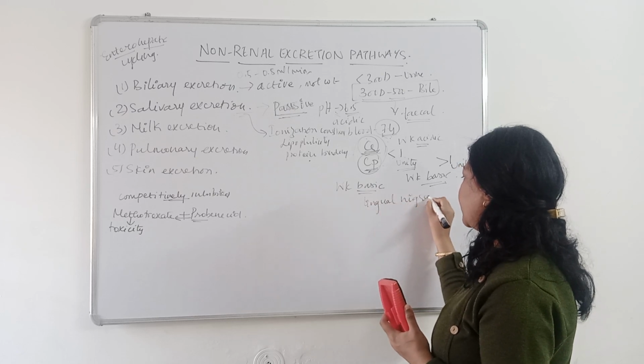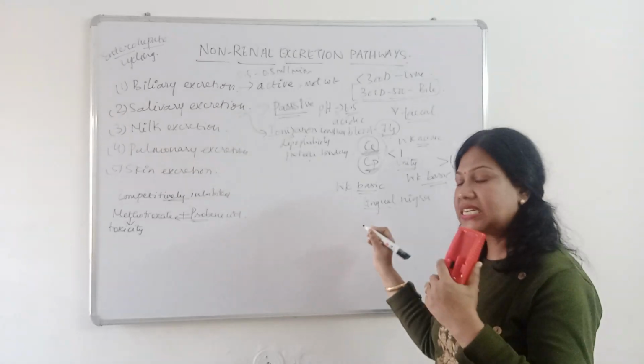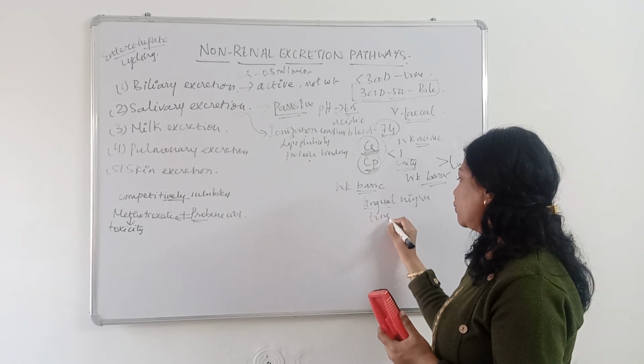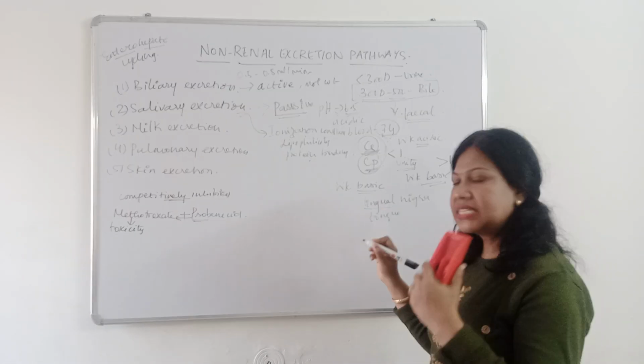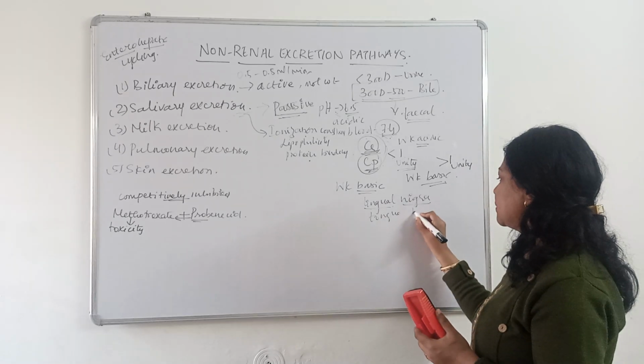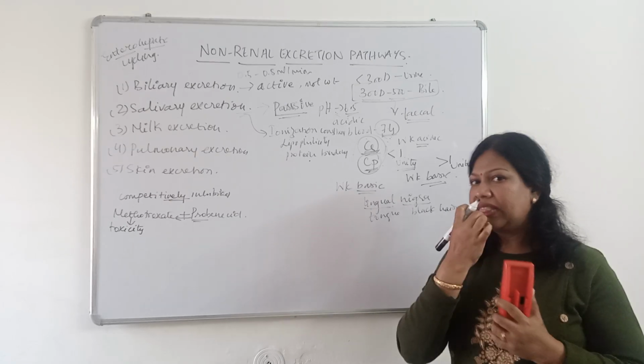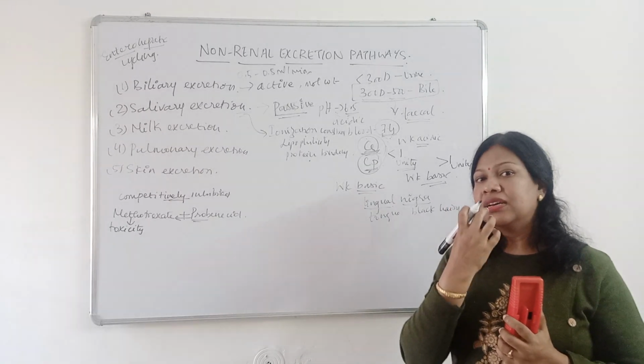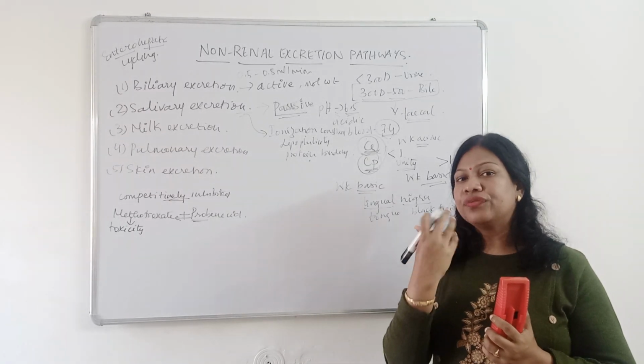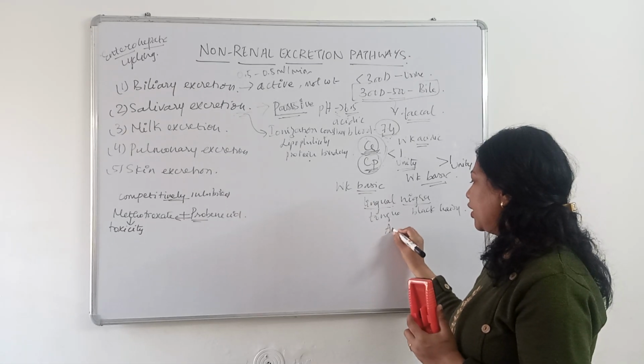What is lingual? You might have heard this term. Sublingual means beneath the tongue. So lingual means tongue. Nigra means black. So there is a condition known as black hairy tongue, a disease for which you need treatment with antibiotics.